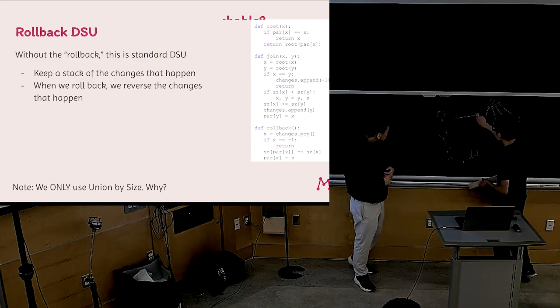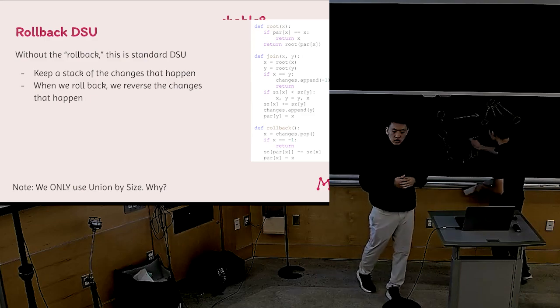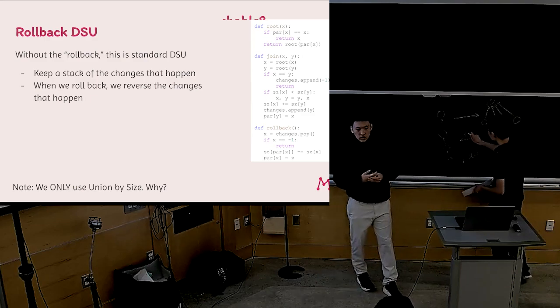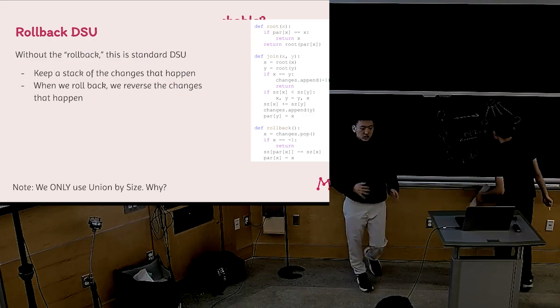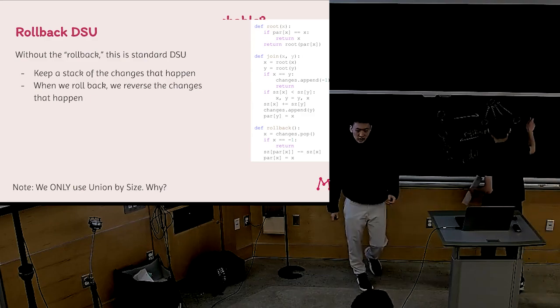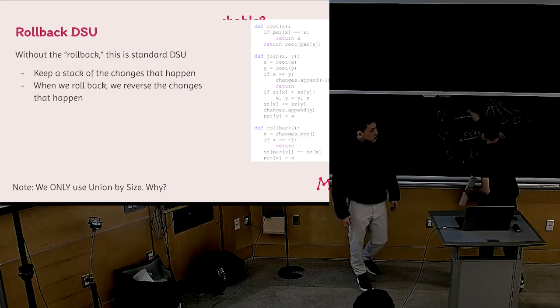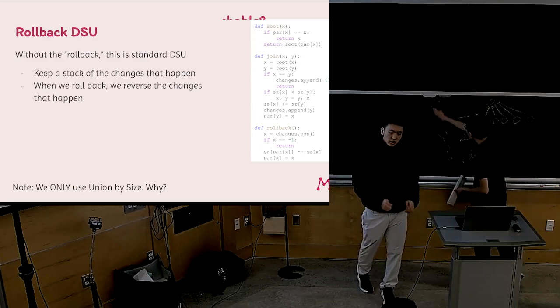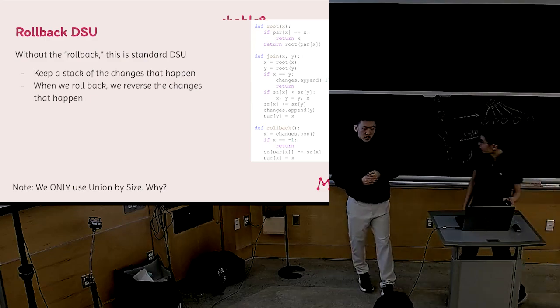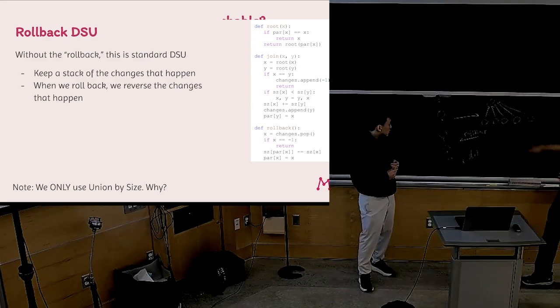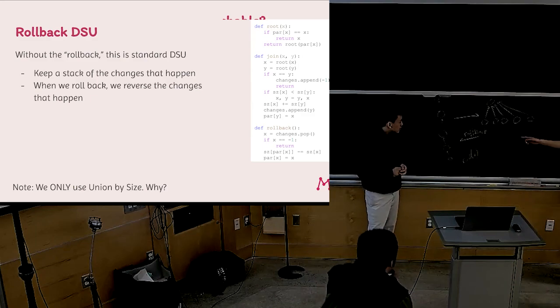Wait, so you're saying if you do merge by size and path compression, this is n log n? Yes, it's still n log n, but it's a lot worse in terms of constant factor and also a lot less clean to code. Right. But just path compression is n squared. Yeah, just path compression would be n squared. Oh, is this readable?